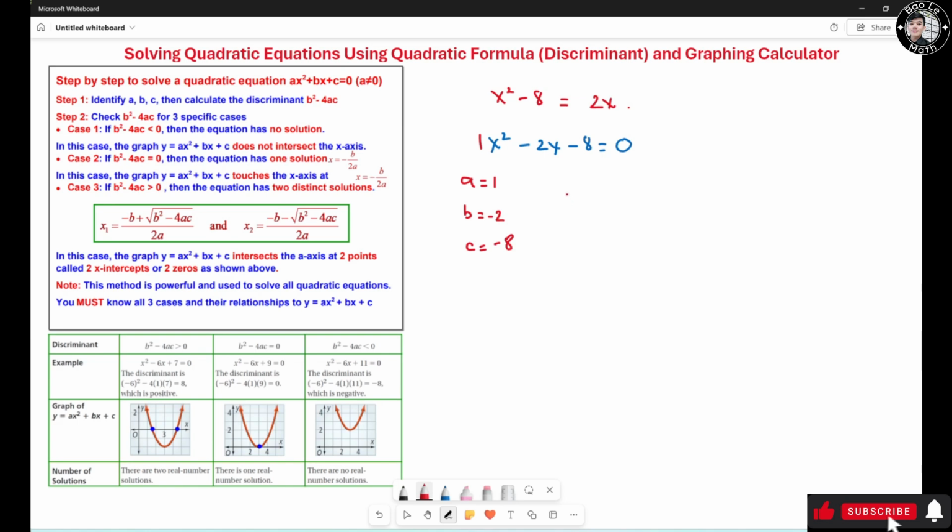B equals -2, and C equals -8, right? And then you need to calculate the discriminant. Delta equals b squared minus 4ac. So it turns out to be -2 squared minus 4 times 1 times -8, right? And this turns out to be 4 plus 32. It's going to be 36, right? Because the discriminant is greater than 0, the equation has two distinct real solutions.